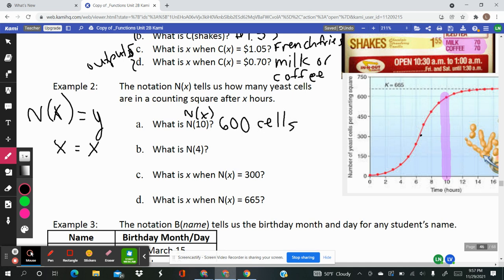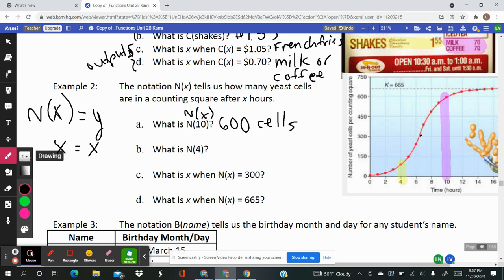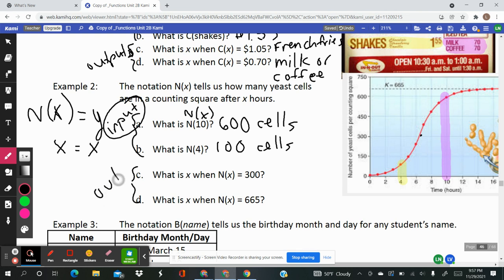For letter B, what is n of 4? Meaning after 4 hours, how many yeast cells do you have? So after 4 hours, it's right about there. So it's not quite 150, but it's not 0 either. So let's just estimate and say that it's going to be 100 cells. If you said 75, that's appropriate too. So both of these, we're solving given the input. We had the input, we had to solve for the output. For letter C and D, they give us the output. So that means that we had to solve for the input.